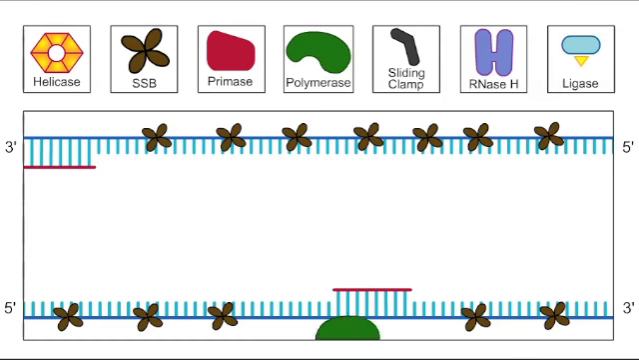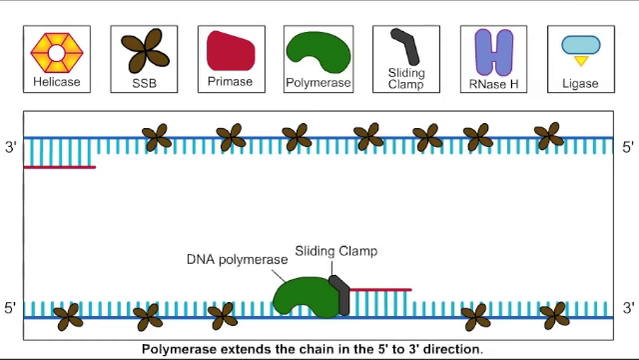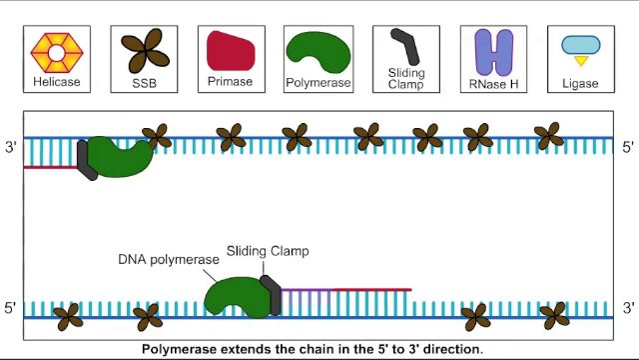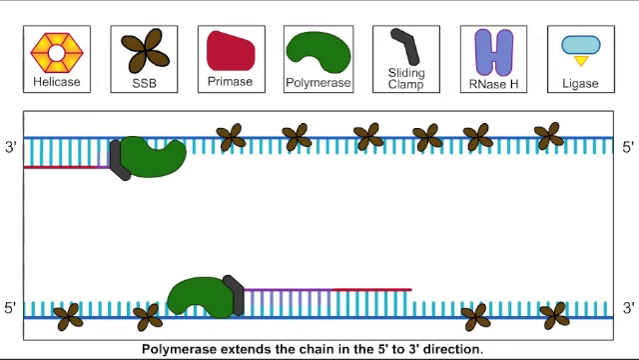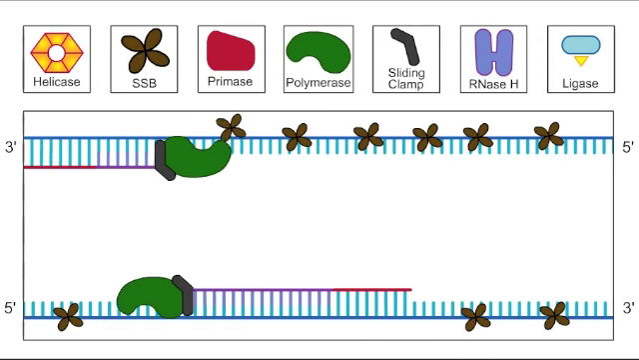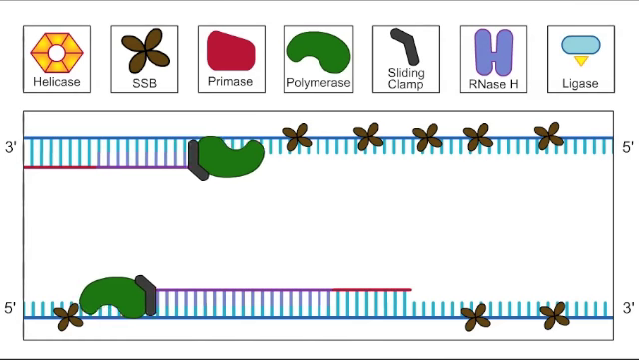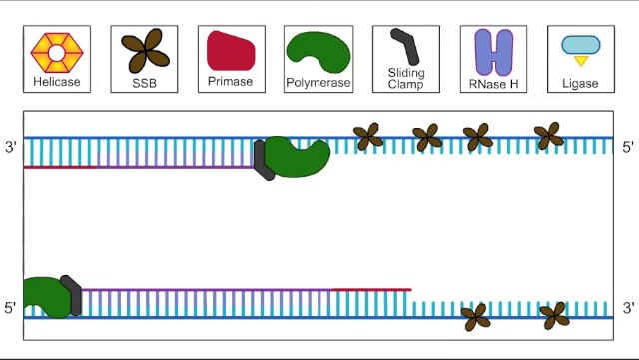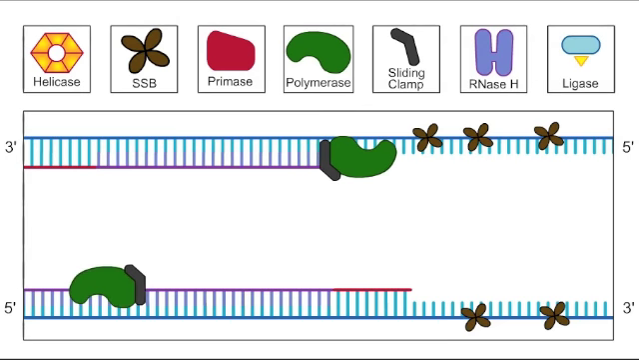DNA polymerase begins to synthesize a new DNA strand by extending an RNA primer in the 5' to 3' direction. Each parental DNA strand is copied by one DNA polymerase. Remember, both template strands move through the replication factory in the same direction, and DNA polymerase can only synthesize DNA from the 5' end to the 3' end.